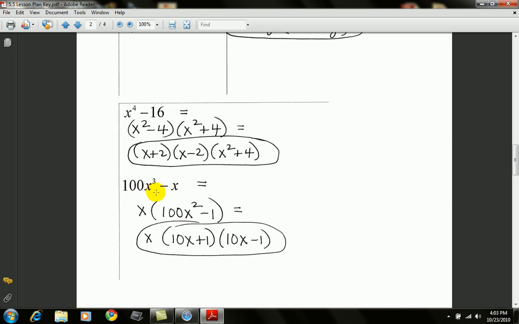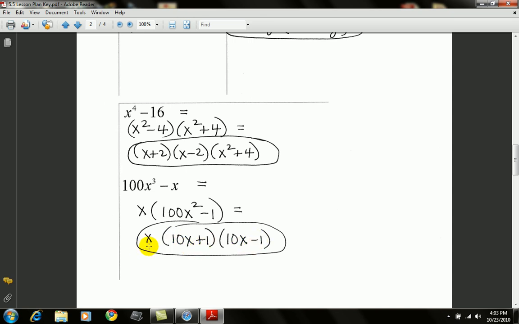The first step is to take out the GCF, which is an x. In parens, that leaves me with 100x squared minus 1. We're not done. 100x squared is a perfect square. 10x times 10x. 1 is a perfect square. 1 times 1. And the minus makes it the difference of two perfect squares. So this breaks down as 10x plus 1 times 10x minus 1.